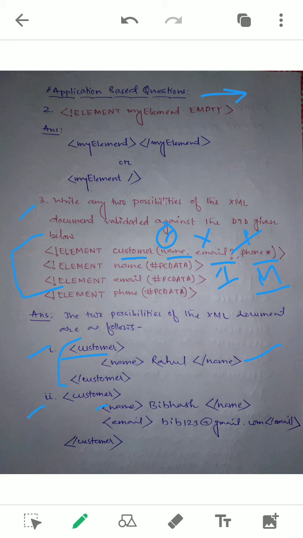Name I have written, and email is given, with a question mark, so it may come one time; if more than one time, it cannot be written. Both XML documents should be different; they should not be the same. So we have made it a little bit different. Here only 1 element, here we have added 2 elements. In that way multiple XML documents can be written; there is no limit. Phone has a star, so you can add a phone number after email, or you can omit it, because with the question mark we can omit. In that way possible XML can be written.